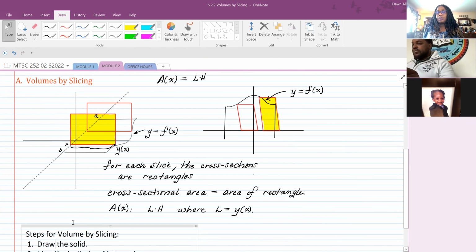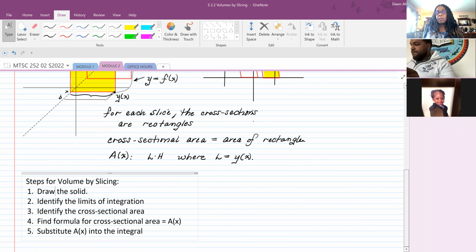Then I need to determine what the cross-sectional areas are. Are the cross-sectional areas slices of bread? Are they triangles? Are they circles? Are they semicircles? Are they squares? They could be anything, but the problem's going to tell you.